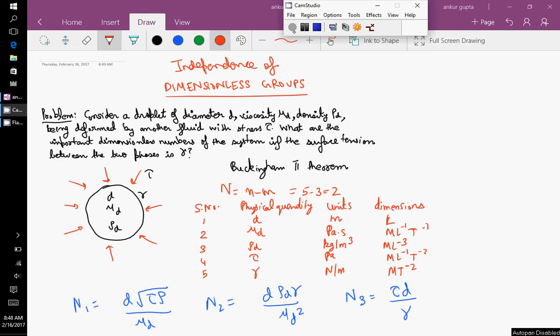So small n is 5, small m is the number of dimensions, M, L, T, 3 dimensions: mass, length, time. Using the Buckingham pi theorem, we can say that there will be two independent dimensionless numbers. Then we did the Rayleigh analysis 3 times to find n1, n2, and n3 written in here. So n1 was d into square root of tau rho by mu d, n2 was d mu d gamma by mu d square, and n3 was tau d by gamma. And then we said only two of these will be independent from each other.